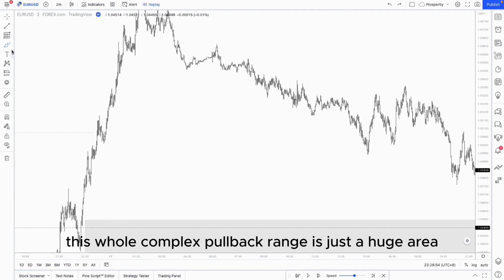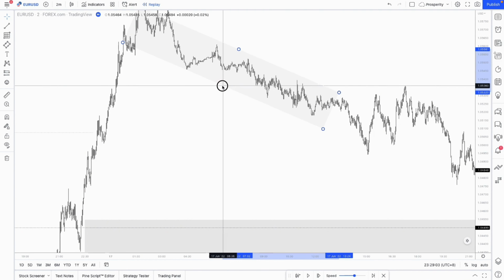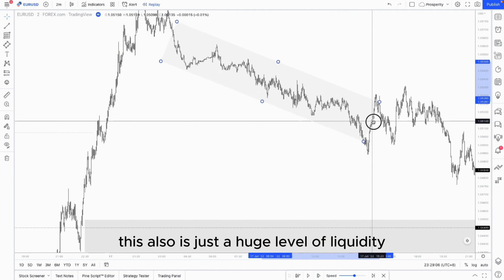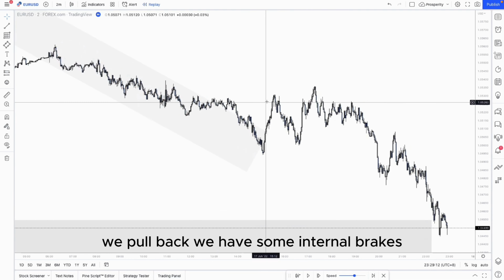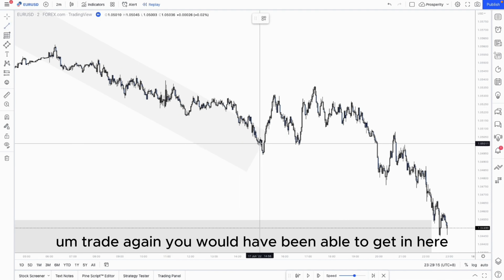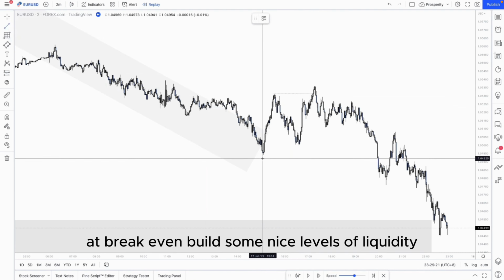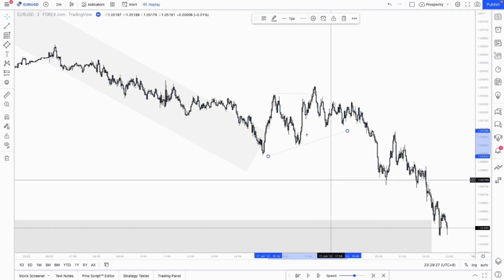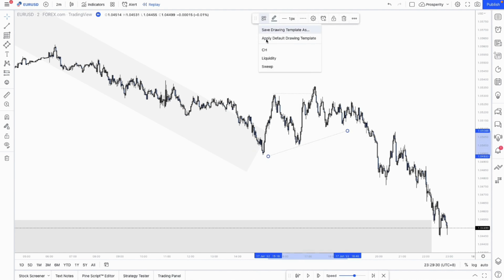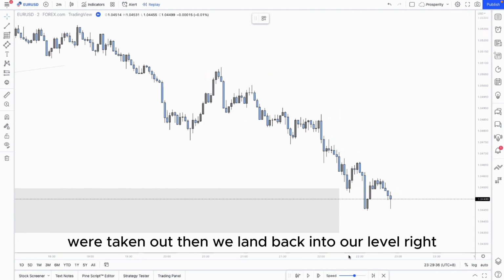Essentially, this whole complex pullback range is just a huge area of liquidity, right? This all zone is just a huge level of liquidity. We pull back, we have some internal breaks. Trade again, you would have been able to get in here, break even once this high went, and then you would have ended up getting stopped at break even. Build up some nice levels of liquidity just as we reapproach our point of interest, and those levels of liquidity were taken out. Then we land back into our level, right?